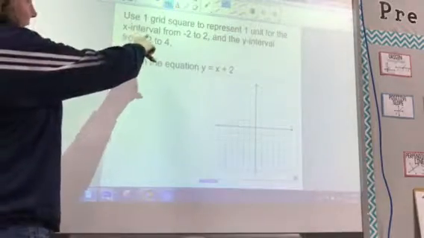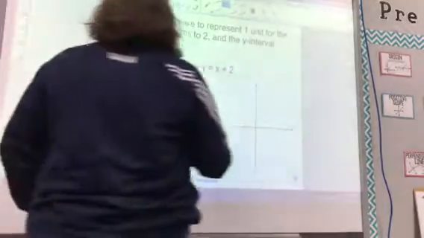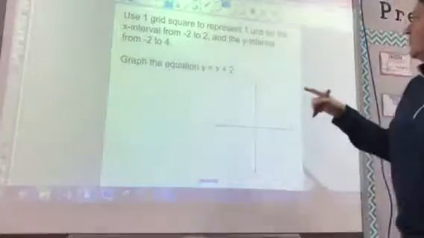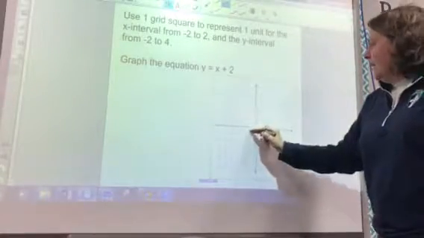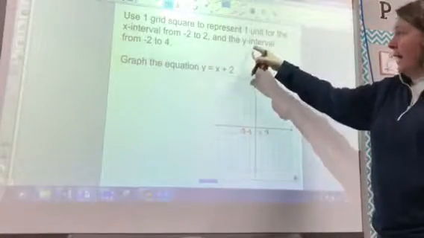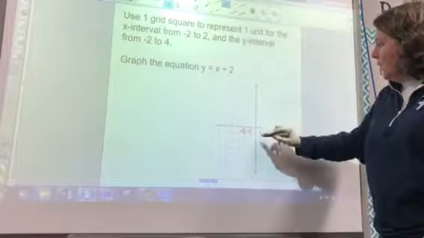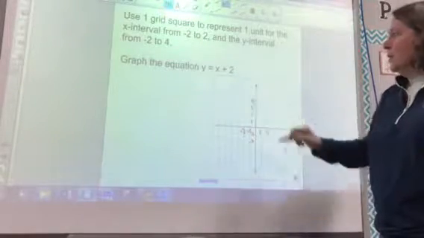Okay, instructions. Represent 1 unit for the x-interval from -2 to 2 and the y-interval from -2 to 4. So for the x interval, this is my x-axis. I have drawn it: -1, -2, 1, 2. That's all it's asking me for. The y is -2 to 4. So -1, -2, 1, 2, 3, 4.